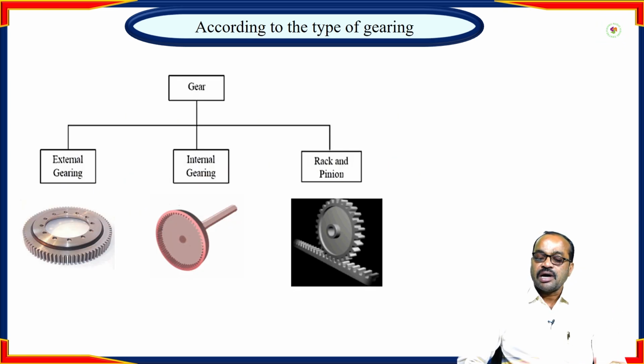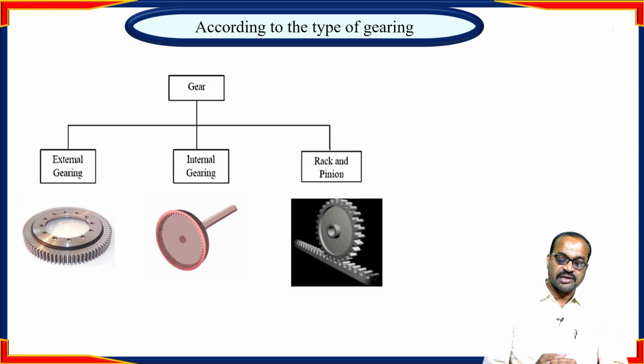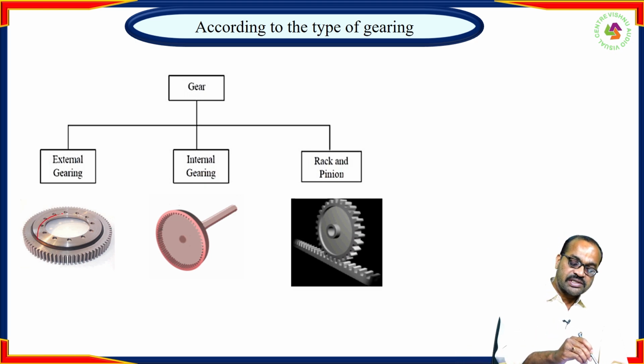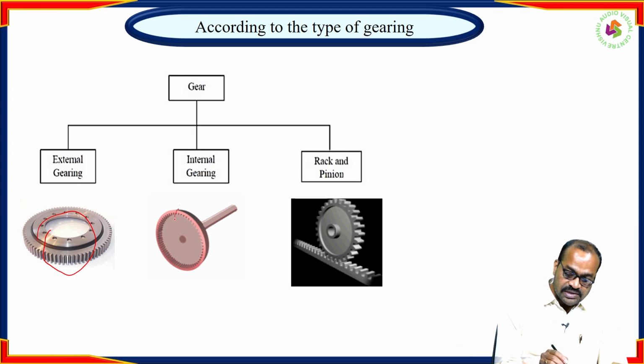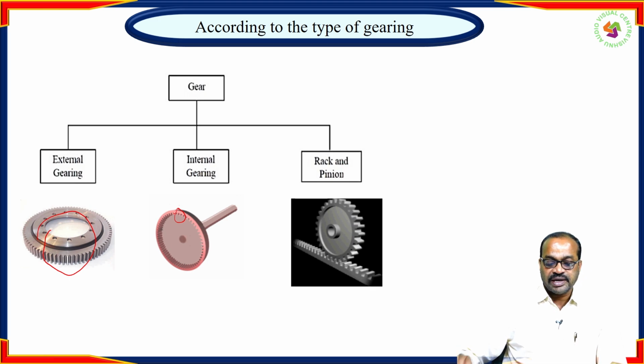Third classification is according to the type of gearing, how the gear looks. For example, the first one, external gearing. In the image you can see the teeth are cut away outside of the profile. Then we call it an external gear. The second is internal gearing. You can see here the teeth are made inside the profile, inside the circumference of the gear profile. So we call it internal gearing.